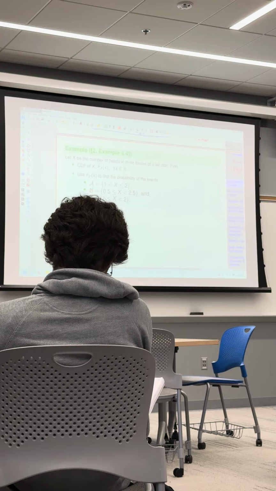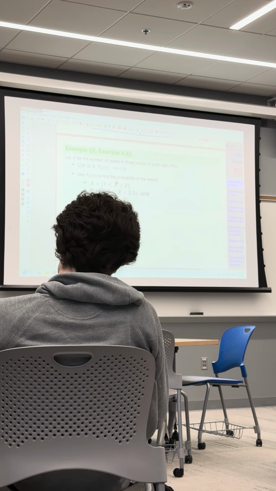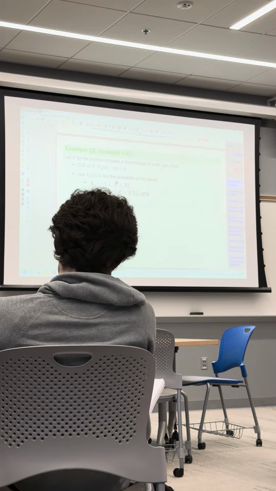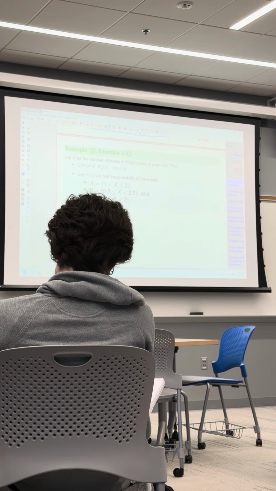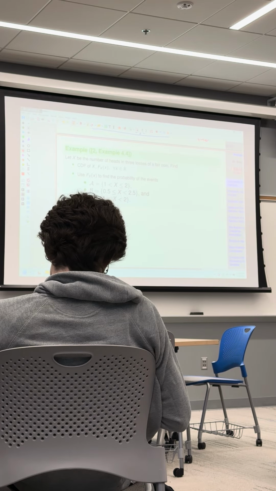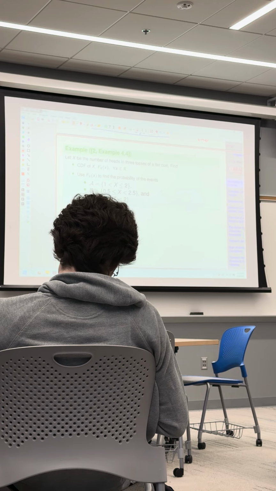Let's go through this example. In this example, we are going to utilize the previous properties. Let X be the number of heads in 3 tosses of a fair coin. Find the CDF of X. Solution.